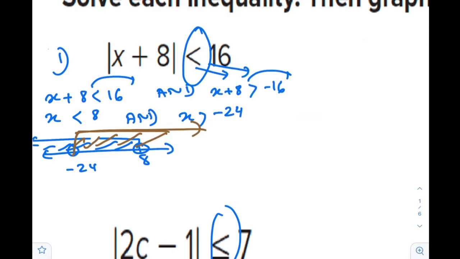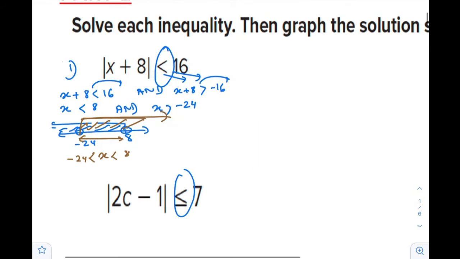And the solution will be the region between them, excluding the negative 24 and 8. So it is x more than negative 24 and less than 8. This is the solution. I like to use another technique, which is this one.